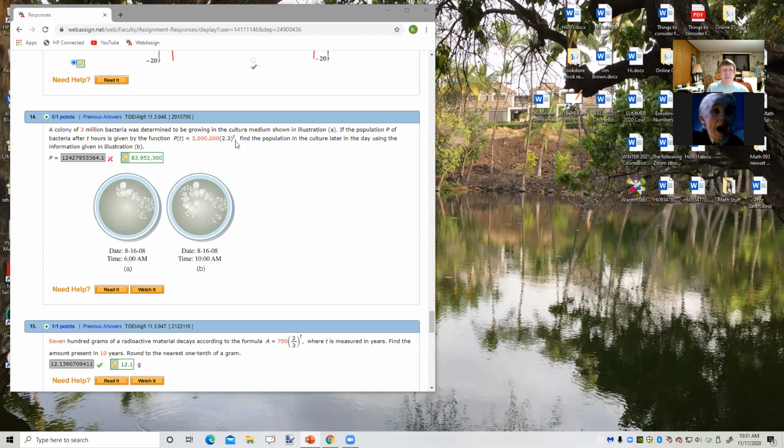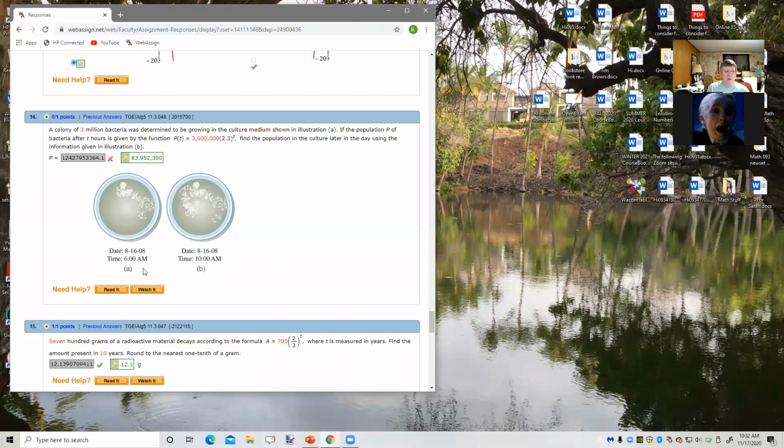All right, well, first of all, let's take a look at our function here. P of T equals 3 million times 2.3 to the T power. They told us in the reading that it started with 3 million, but if you look at it, we could determine that anyway. At the beginning of the problem, T would be 0. If T is 0, 2.3 to the 0 power is 1. 1 times 3 million is 3 million.